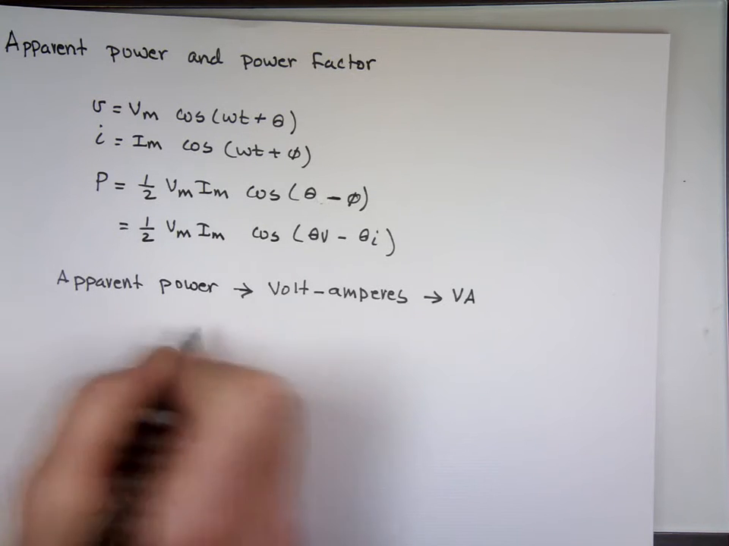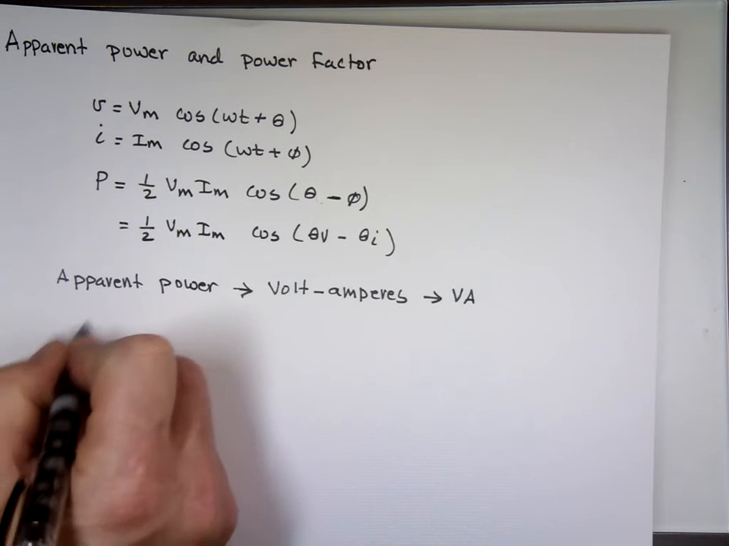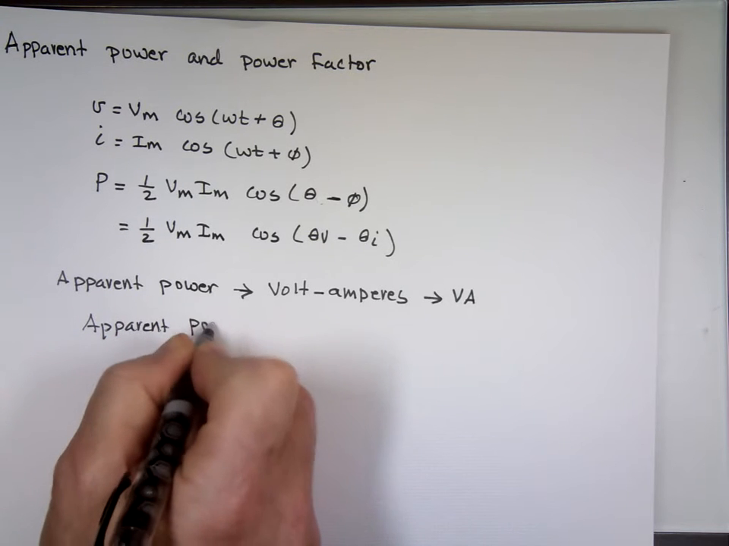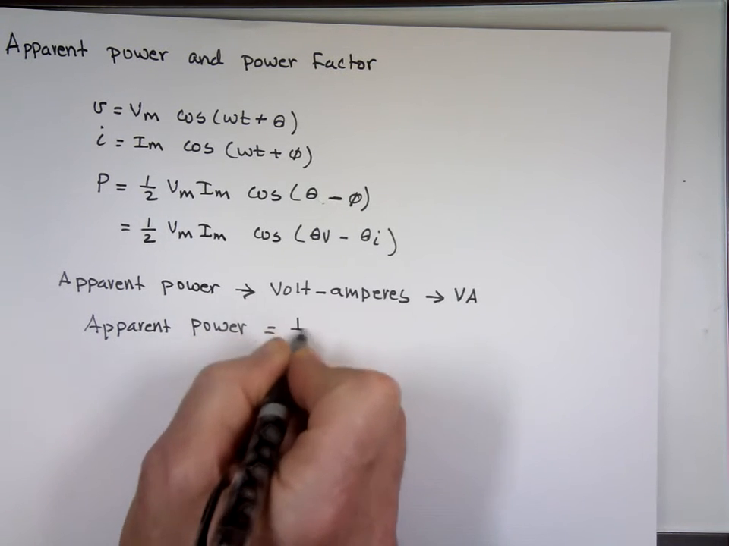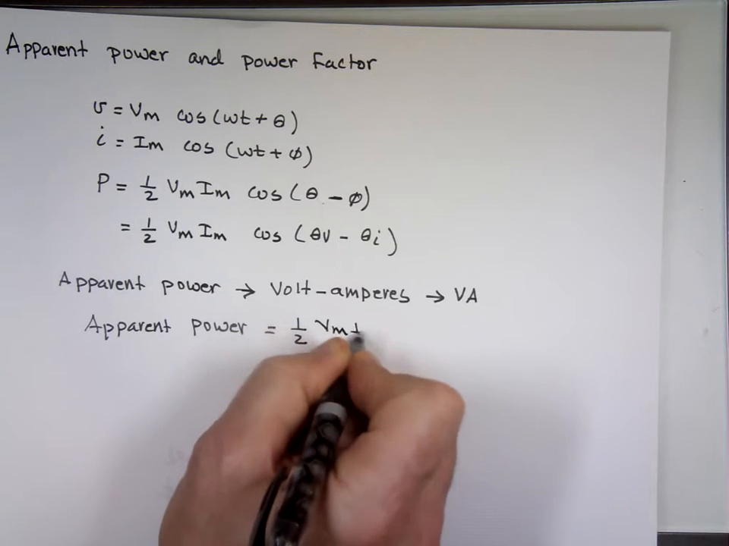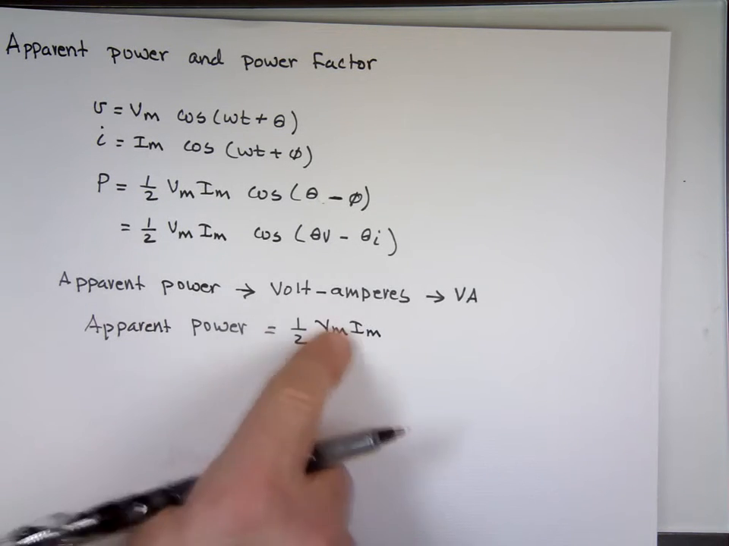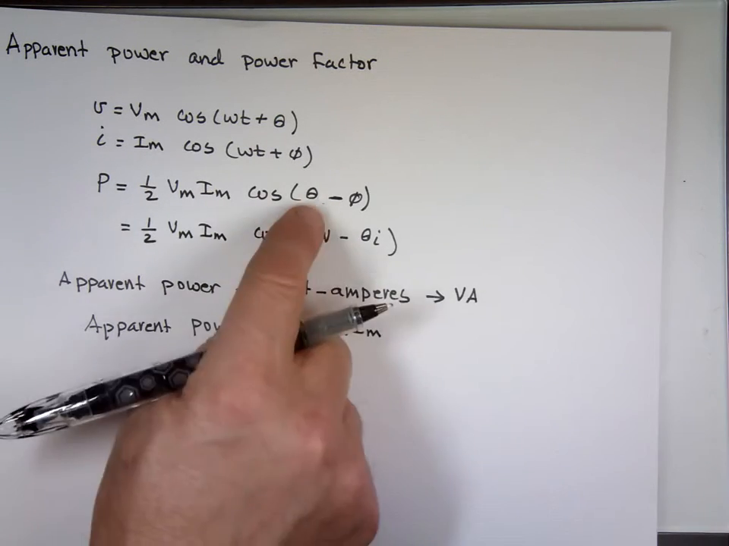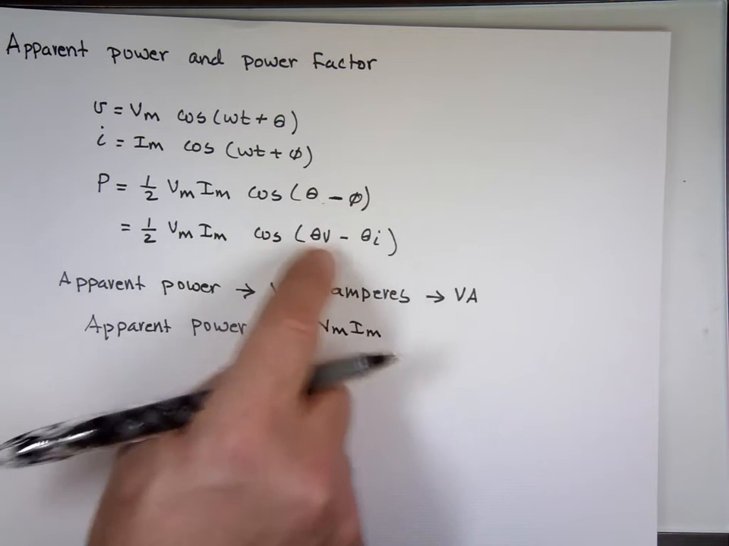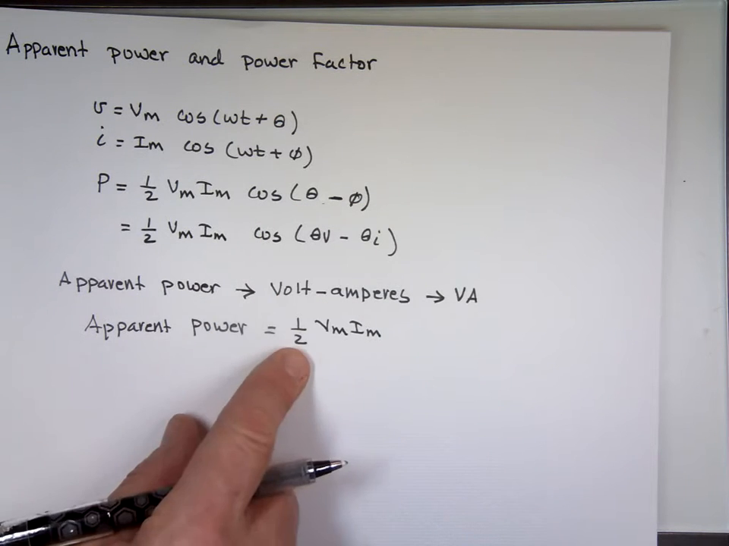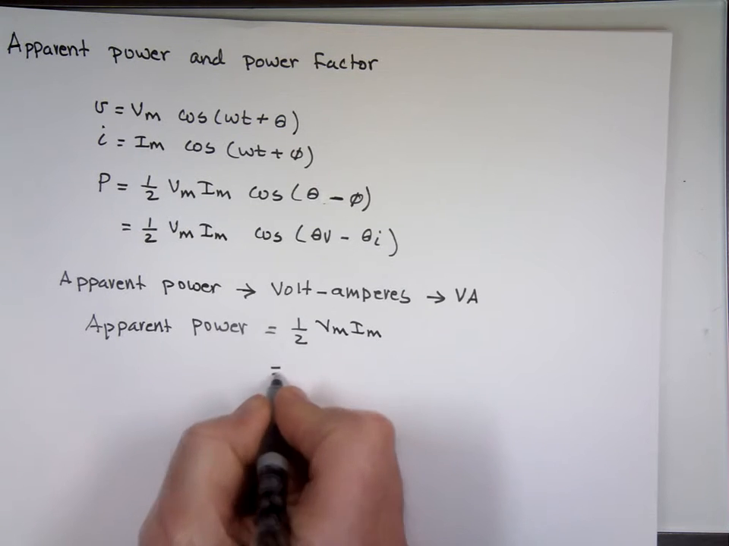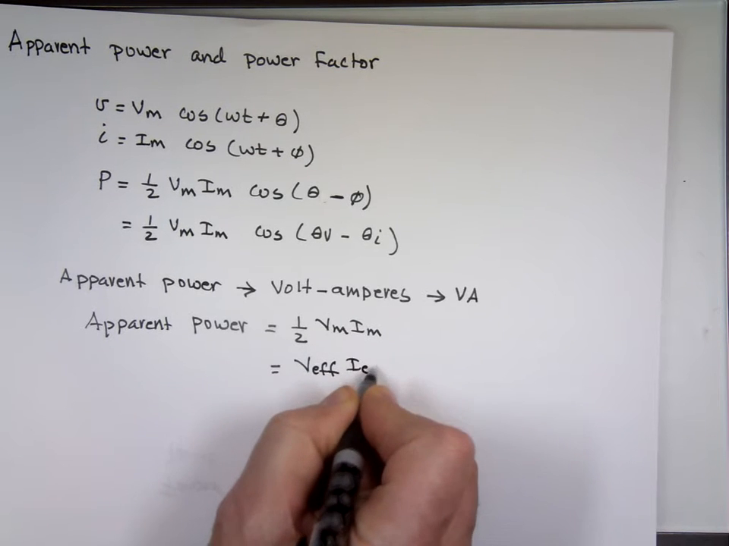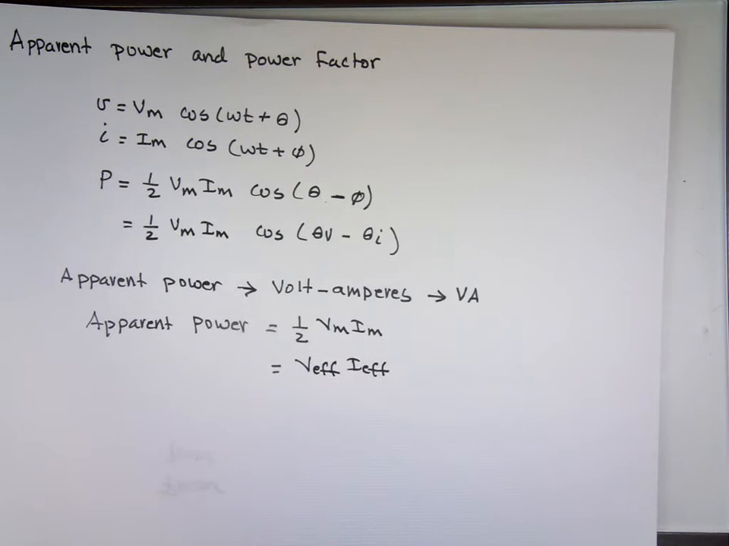Apparent power is calculated by using the equation 1/2 V max I max. That's because for apparent power, the true power, assuming there's no phase shift, that's the maximum you will have, when the cosine of theta V minus theta I is 0, cosine of 0 is 1. So it's 1/2 V max I max, or if you're using the RMS value, effective value, it's V effective times I effective, or RMS, whatever you want to call it.